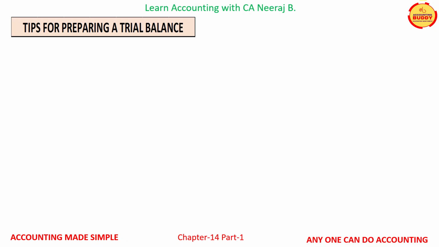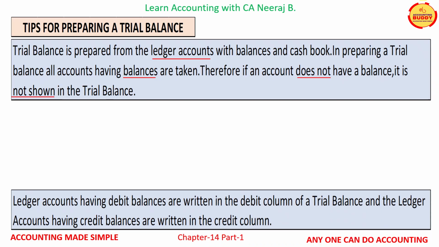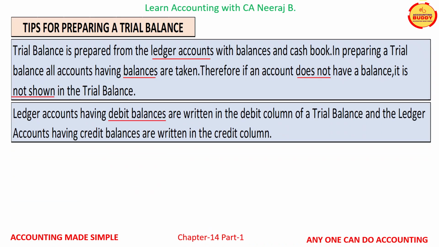Let us now learn the tips for preparing a trial balance. Trial balance is prepared from the ledger accounts with balances and the cash book balance. In preparing a trial balance, all the accounts having balances are taken. Therefore, if an account does not have a balance, it is not shown in the trial balance. Ledger accounts having debit balances are written in the debit column of the trial balance and the ledger accounts having credit balances are written in the credit column.